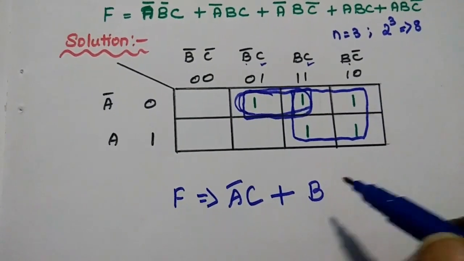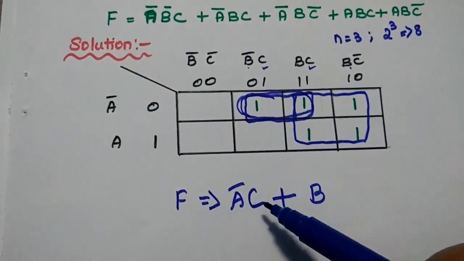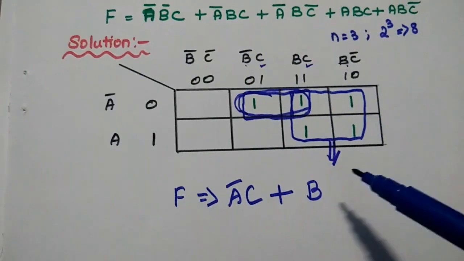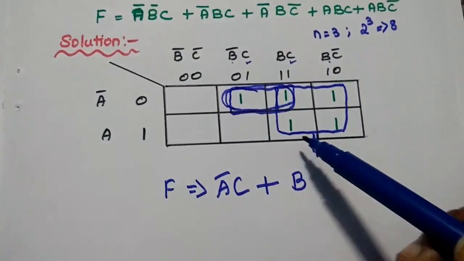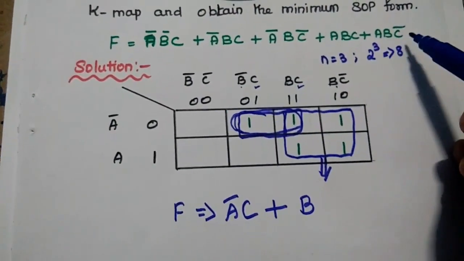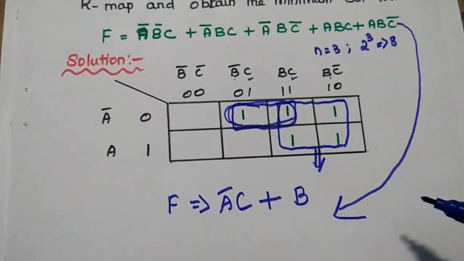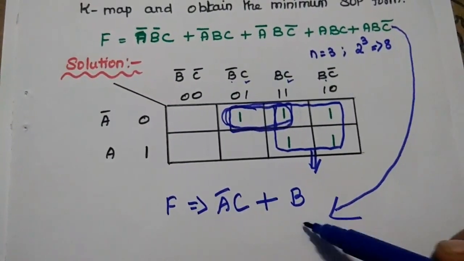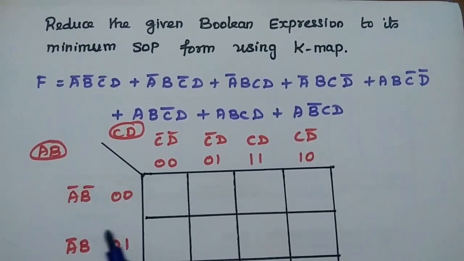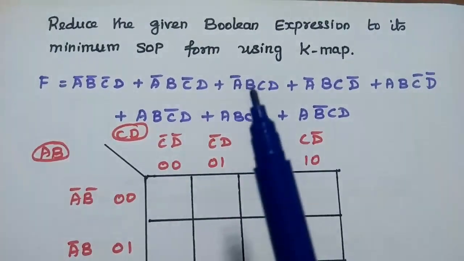Finally, we have to sum all the product terms together. This group is nothing but A bar C. This group is represented as B. So finally we have to add these two to get the simplified expression. So this complex Boolean expression is simplified as A bar C plus B. This is the answer.